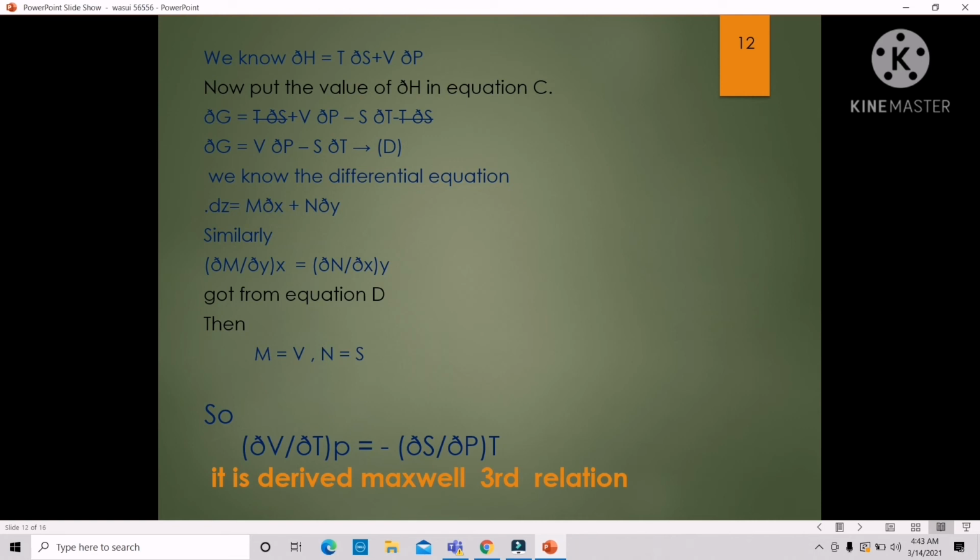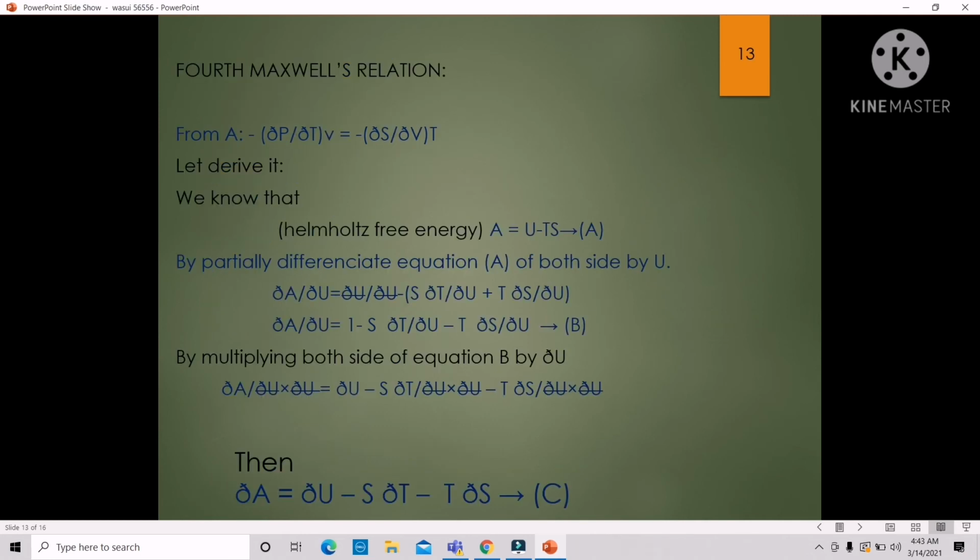This is the third relationship. We have simply followed the differential equations fundamentals, so we have evaluated each and everything. Here the minus comes from equation C, where we have to move n ∂y to the other side, which causes a minus in the number 3 relationship. Number fourth, Maxwell relationship.